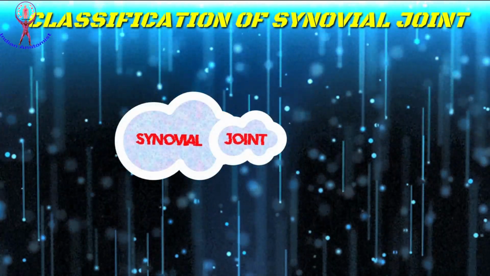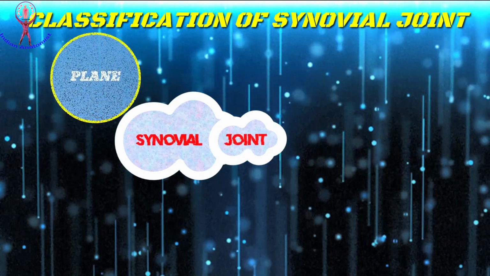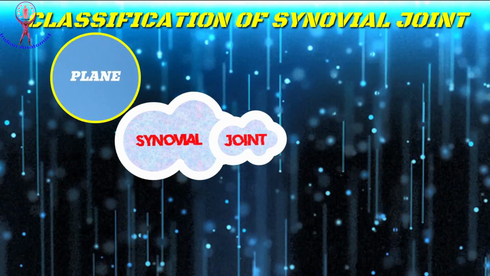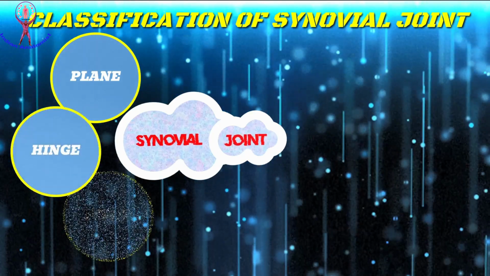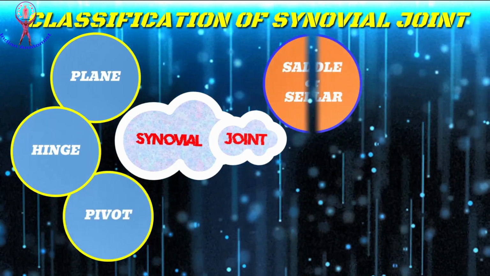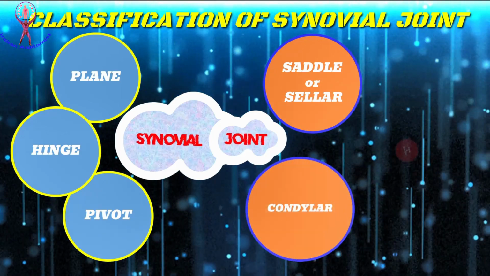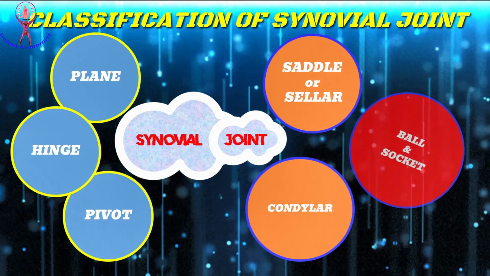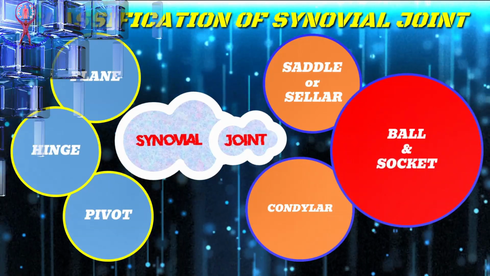The synovial joints are further classified into 6 different types, based on their structure and range of motion. They are 1. Plane or arthrodial joint. 2. Hinge joint. 3. Pivot joint. 4. Saddle, or sellar joint. 5. Condylar joint. And finally, 6 is ball and socket joint. This is a highly advanced type of joint, which at a time produces different types of movement in combination.